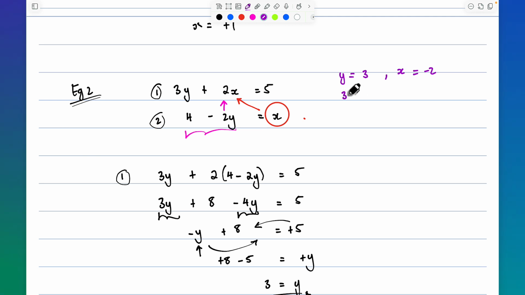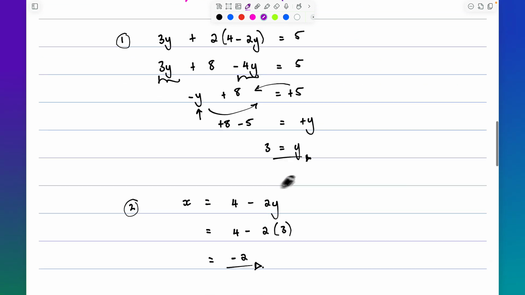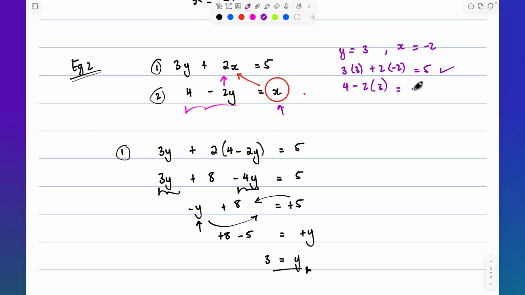You can always plug them into both equations. So 3 multiplied by y, which is 3, plus 2 multiplied by x, which is negative 2. What answer does that give you? 9 minus 4. 9 minus 4 does equal 5. Perfect, that's correct. Move on to the second one: 4 minus 2y. Now y is 3, so 4 minus 6 does give you x. But we expected that because we used that for the second equation. So that does give you negative 2. If both of these are looking correct, it means you didn't make a mistake.